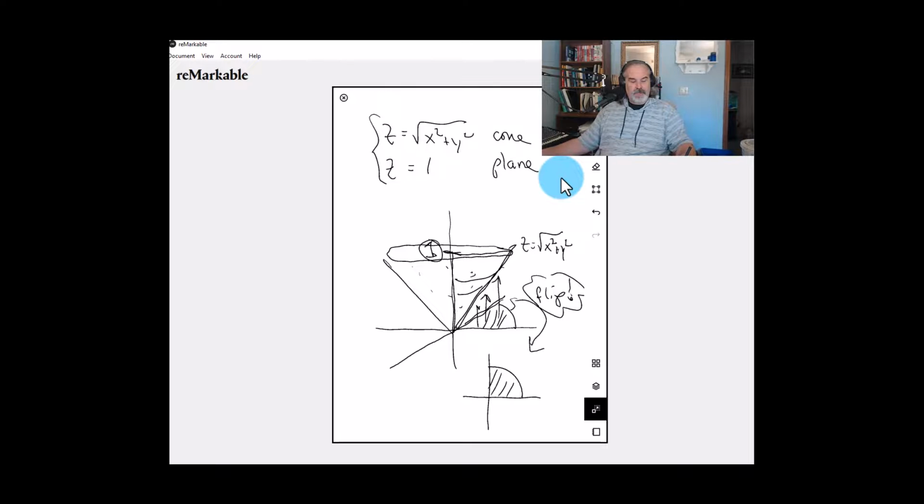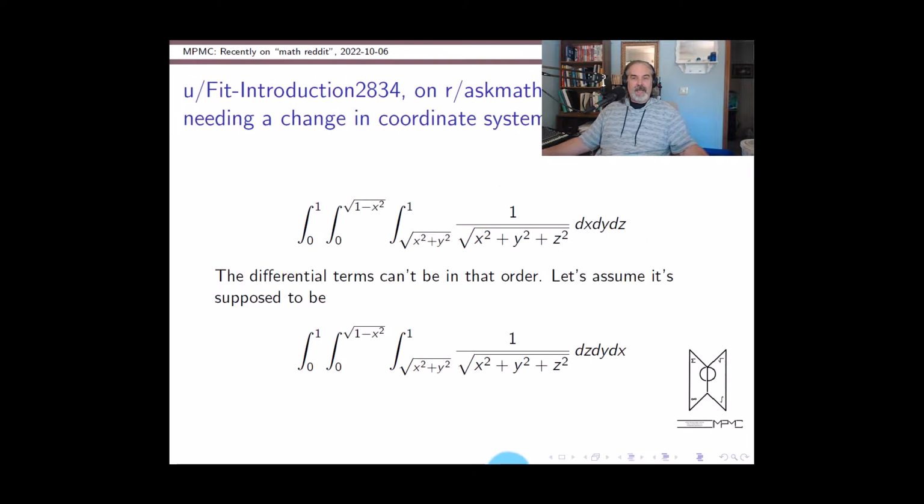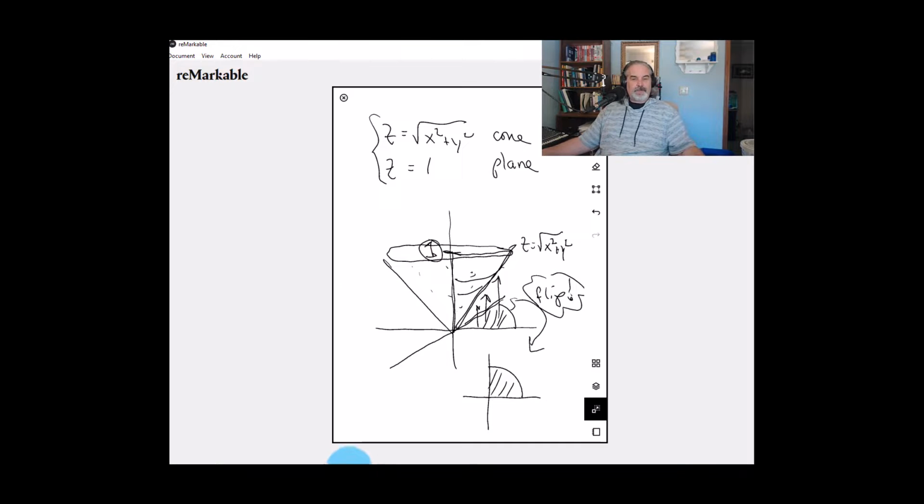The portion of the region between the cone and the horizontal plane that's above the first quadrant. So another way to describe this triple integral is to say, let's evaluate the integral of this nasty function in a three-dimensional region bounded below by this cone, z equals square root of x squared plus y squared, above by the plane z equals 1, and in the first quadrant or octant only. Okay? That's what we're after.